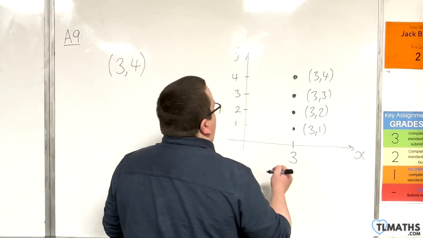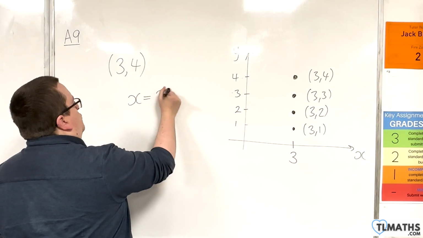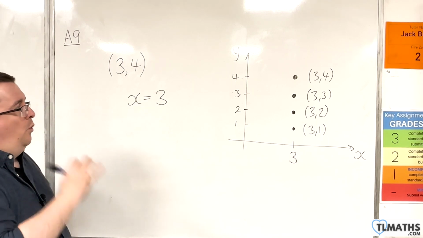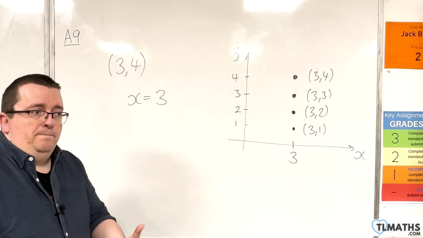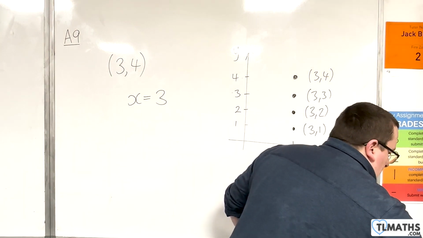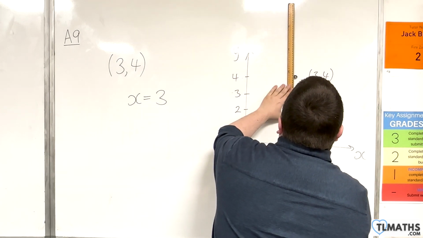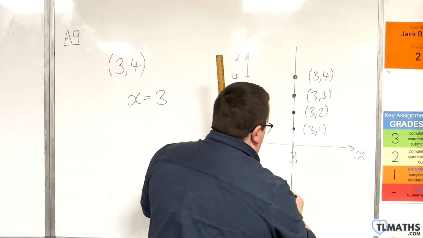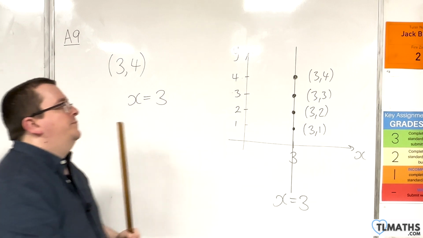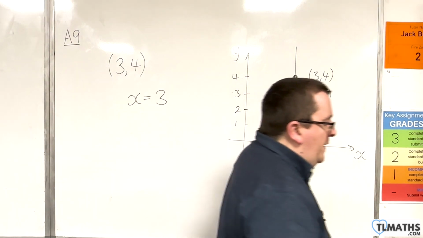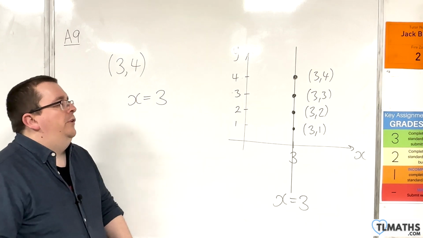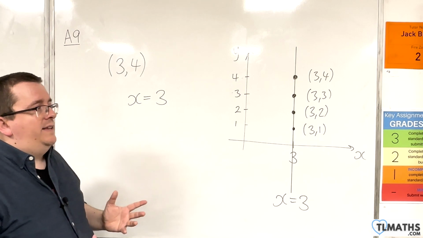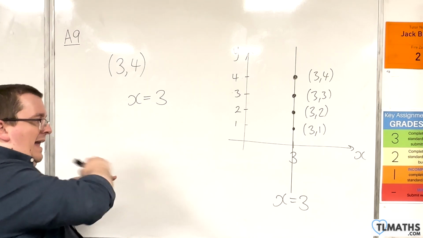So when I write down x equals 3, we interpret that as the line that goes through all of the points where the x-coordinate is 3. And so that is a vertical line. So this line here is x equals 3. And sometimes that feels counterintuitive, because we often want to write down that, well, if it's x equals, then we would like that to be a horizontal line, because we have the x-axis.